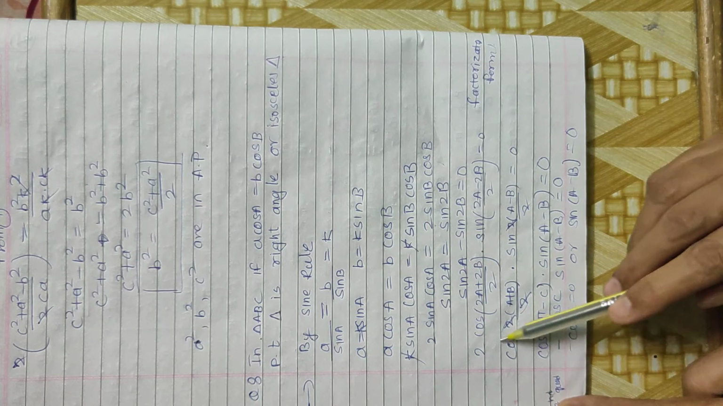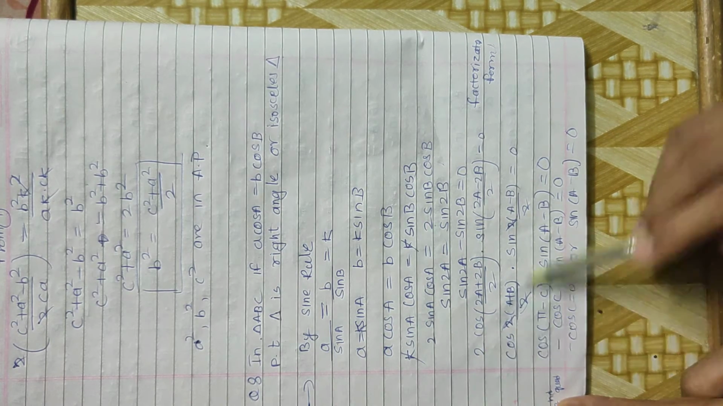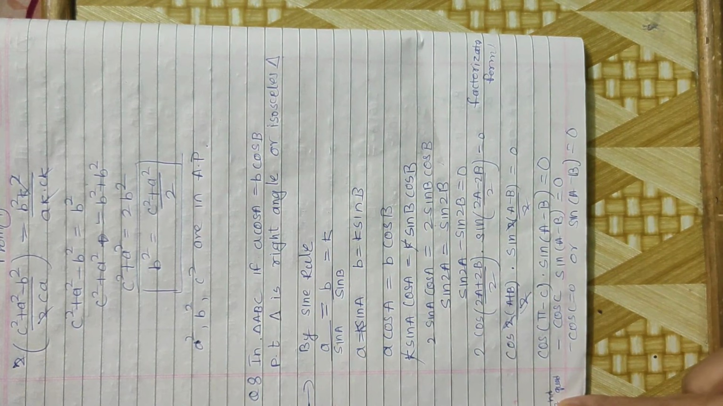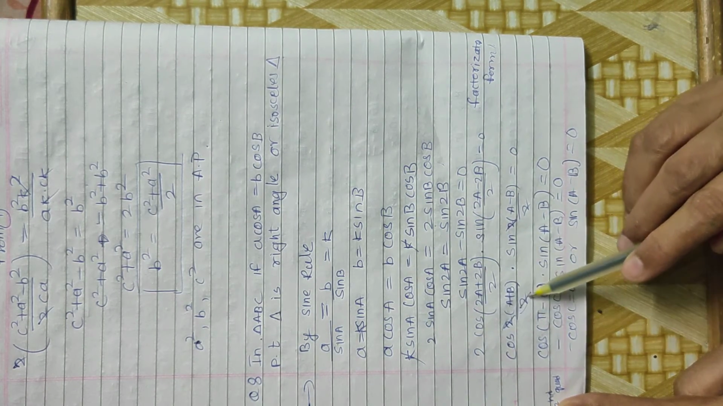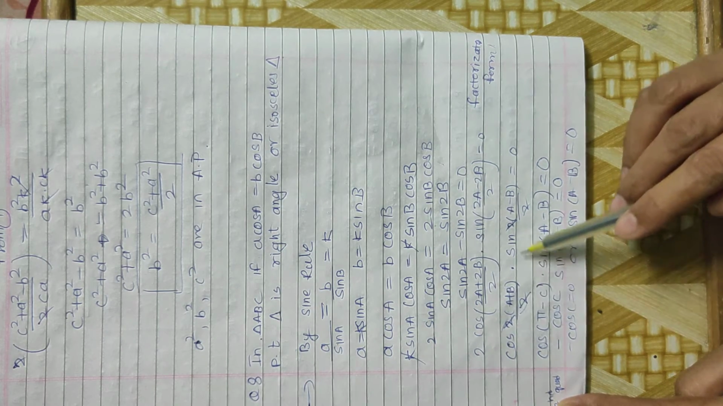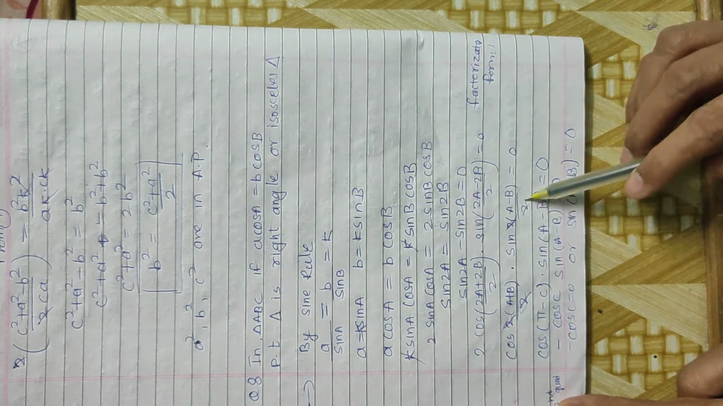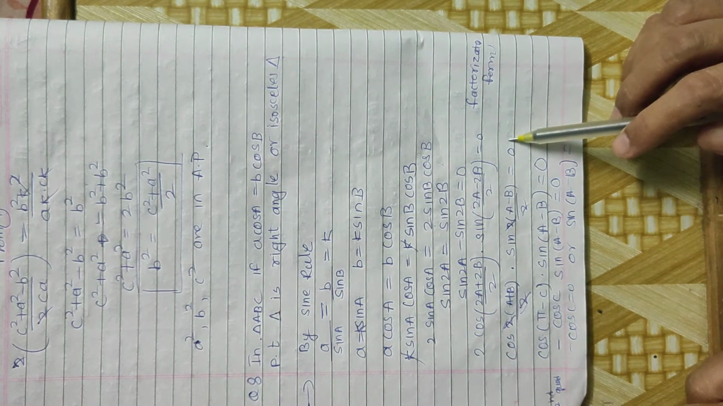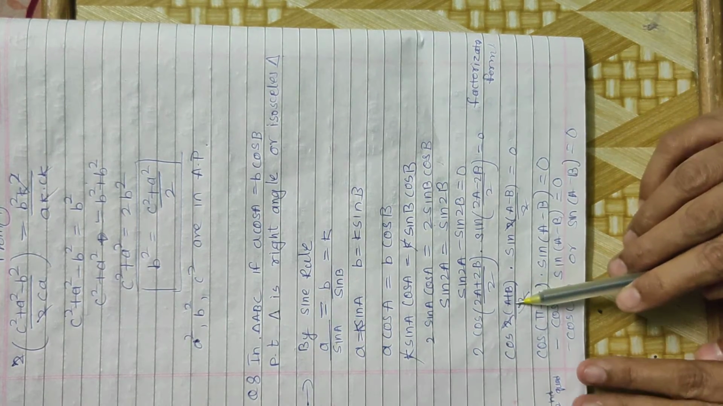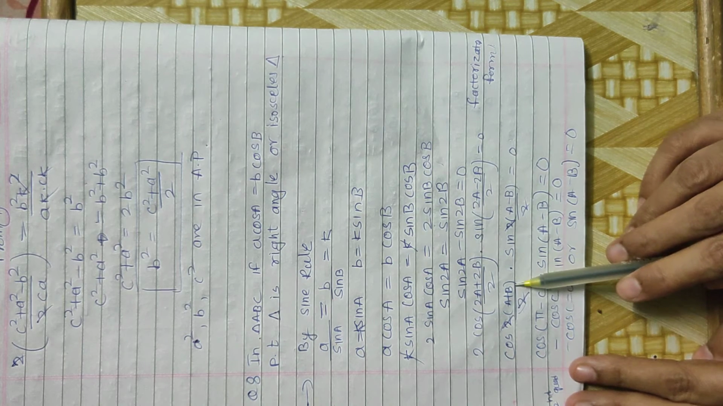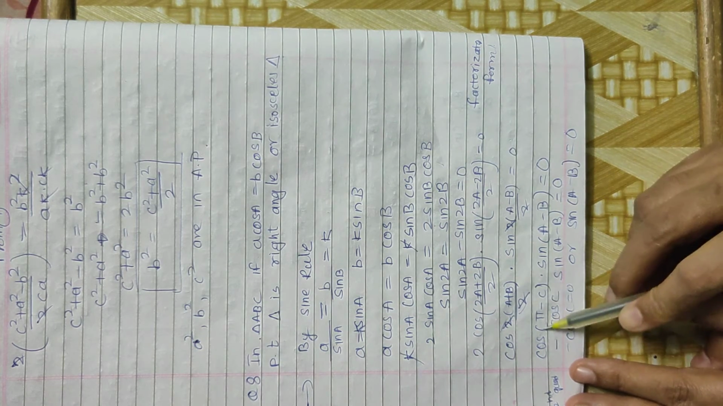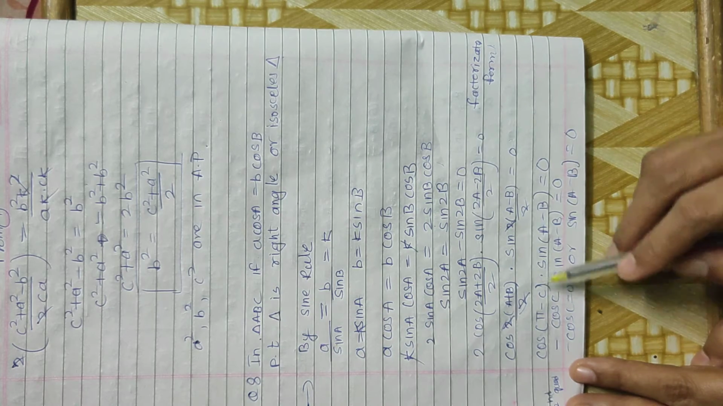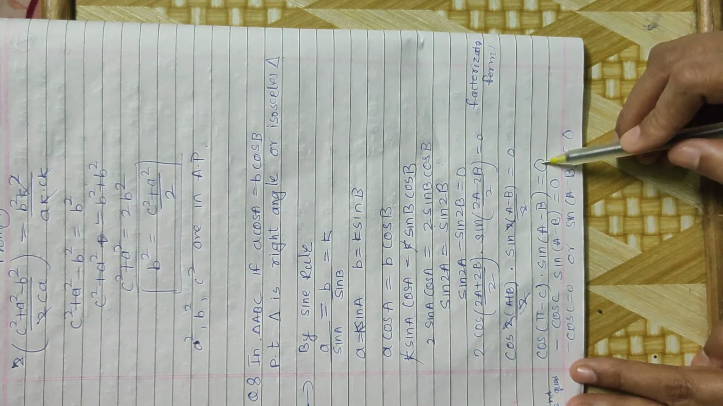Now this 2 will go to the other side and become 0, and take this 2 common here. So 2 will get cancelled in cos (A plus B) upon 2, and same in sine, take 2 common, it will cancel: sine (A minus B) is equal to 0. Again, here we can write A plus B: see, A plus B plus C is equal to pi. Therefore A plus B is equal to pi minus C. Therefore cos (pi minus C) into sine (A minus B) is equal to 0.